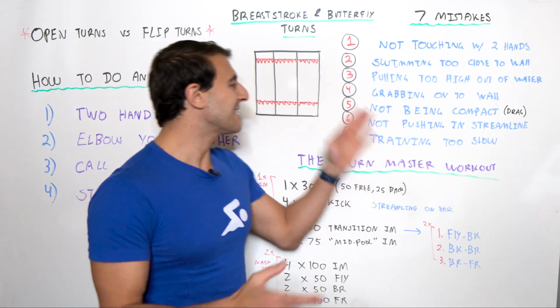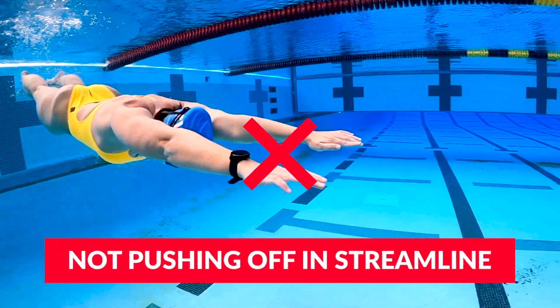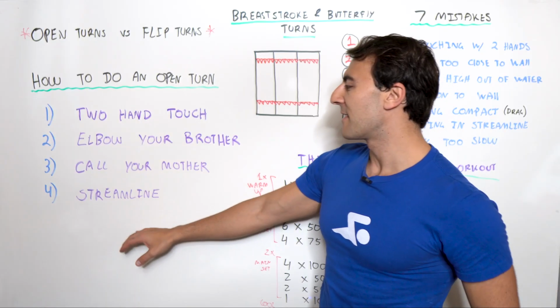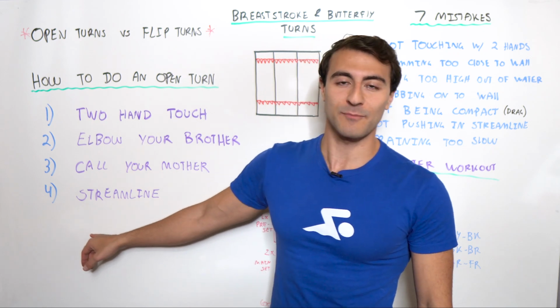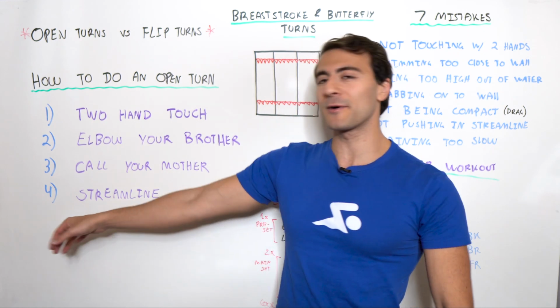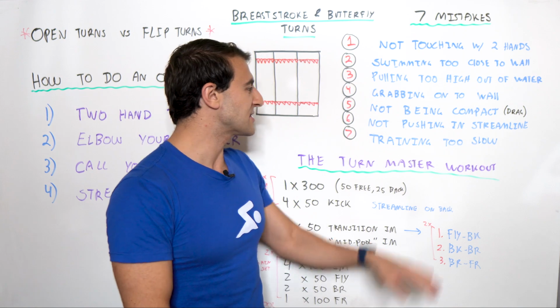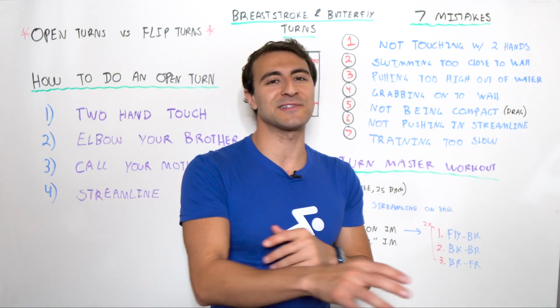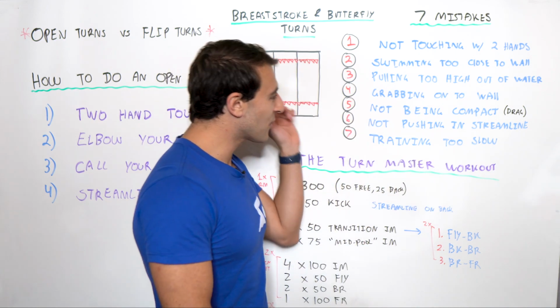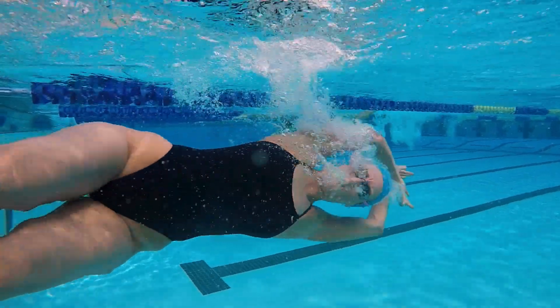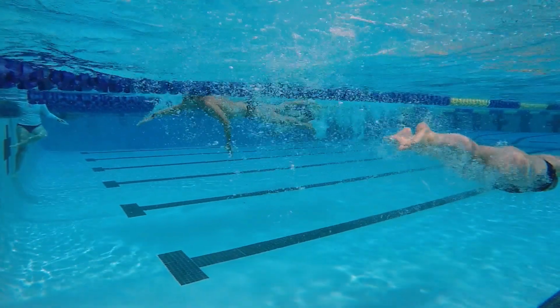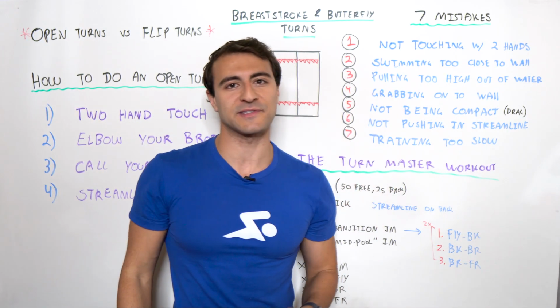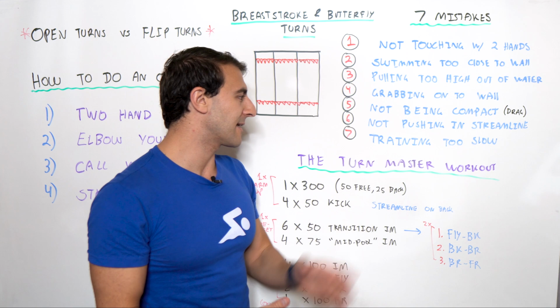Another mistake is not pushing in streamline. Now, we talk about these four steps here, and one of them is hitting the wall, pushing off the wall in streamline. So if you don't do that, you're already off track. So make sure you push off the wall in streamline. We just talked about drag, whether it's on your skin for that smooth shave or pushing off the wall in streamline. Your body needs to be compact and smooth to go through the water as fast as you can. And if you're not in streamline, it ain't gonna happen.